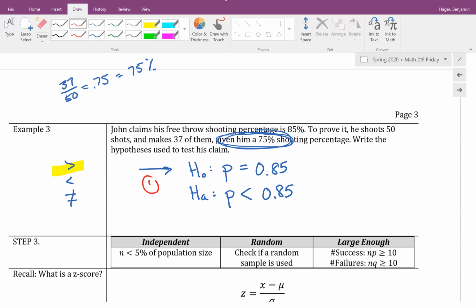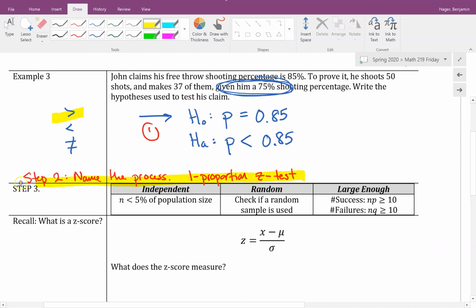Okay. Step 2, you notice they skipped it here. We went from step 1 to step 3. Remember, step 2, I'll just add it in here, is where you name the process. And the only thing we have at this point is a 1 proportion z-test. That's what we're going to learn how to do right now. So later when we learn about means, then you'll have a 1 sample z-test and a 1 sample t-test, similar to what we had with confidence intervals. But for now, this is the only one we've got. All right, step 3, check IRL.